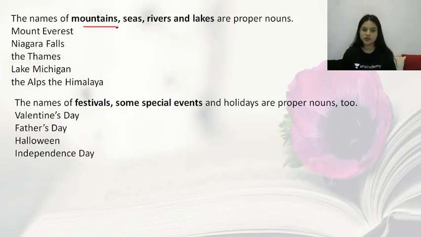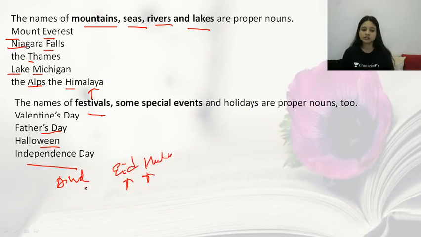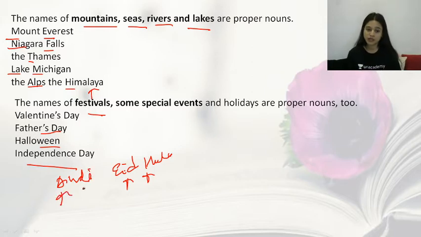Now, names of the mountains, seas, rivers, and lakes, again proper nouns. First letters of the word will be capital, like Himalaya, capital. Mount Everest, M capital, E capital. Similarly, for festivals like Father's Day, Halloween, Independence Day, Mother's Day, Diwali, Eid, Holi, first letter of each of these words will be capital. अगर ये sentence के बीच में use हो रहा है तो भी इनका first letter capital होगा.